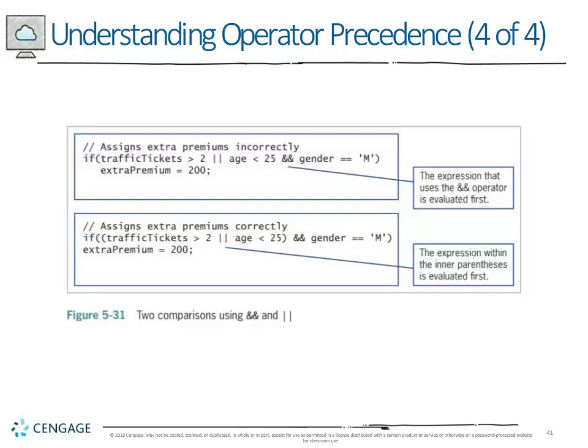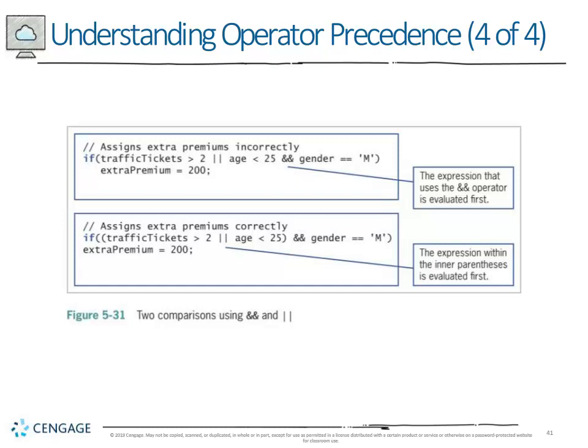In this example, we consider the program segments. Those code segments are intended to be part of an insurance company program that determines whether an additional premium should be charged to a driver who meets both of the following conditions. The first criterion is has more than 2 traffic tickets or is under 25 years old. The second criterion is male.